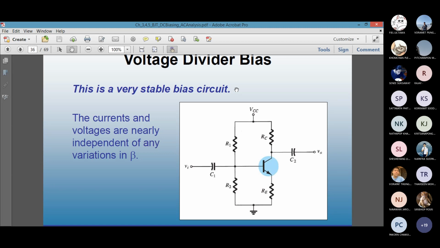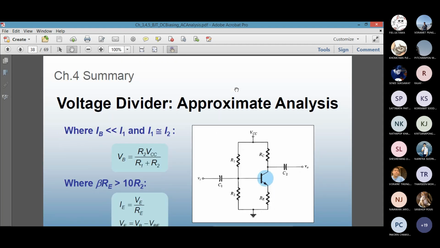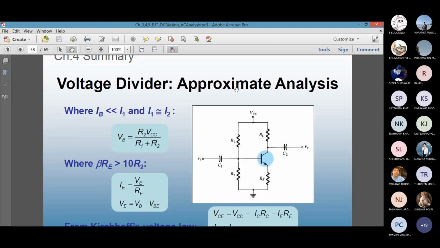If you do the exact analysis, you have to spend some time to find the base current and then find the rest of the information. All the formulas here are given on this sheet, which you will see in the exam. But if you do the approximate analysis, you don't have to find the base current. You can find VE, IE, etc., and then calculate backwards, saving some time. You cannot always use the approximate analysis. Beta RE must be greater than R2 in order to do the approximate analysis.